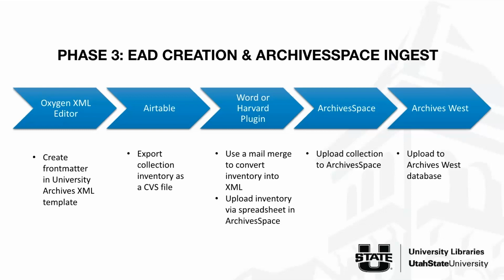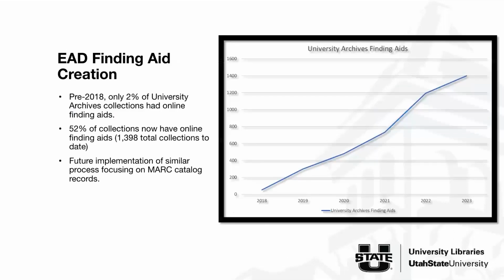Because these finding aids were built off a shelf list, the finding aid front matter is fairly flat compared to a fully processed collection. Although the EAD specialist did make all necessary updates in concert with the university archivist to make these collections DACS compliant. The EAD specialist then uses the shelf inventory in Airtable to export a CSV file of the collection inventories before using a mail merge process in Word to create the XML coded inventory. And then once the XML file is complete, the EAD guide is uploaded to both the ArchivesSpace and Archives West systems respectively.